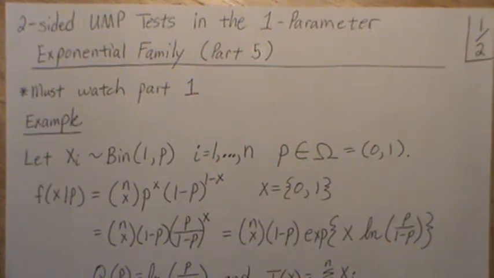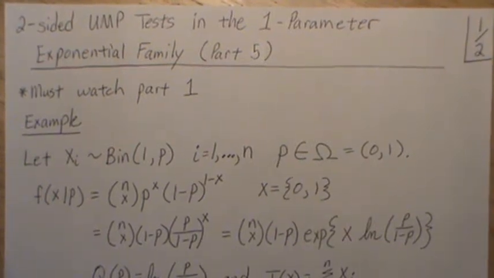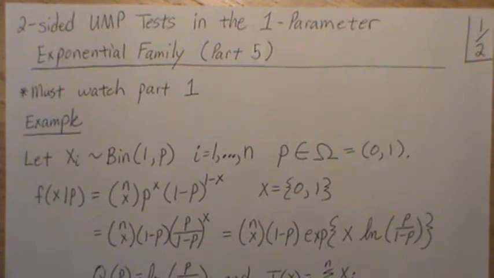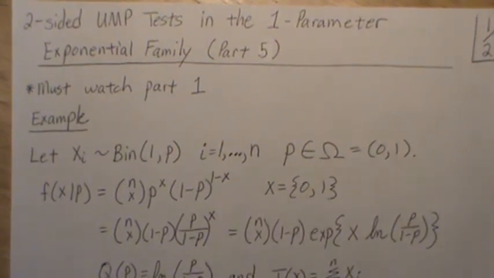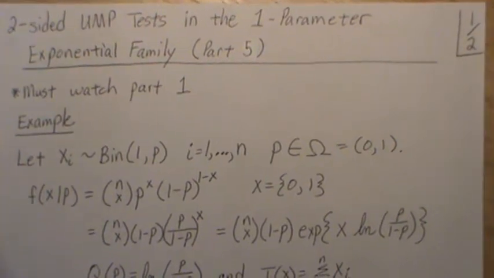Hello, this is the next video in a playlist that I'm calling Hypothesis Testing, and we're doing a little mini-series within that playlist. This is part 5 of a little series on two-sided, uniformly most powerful tests in the one-parameter exponential family. I'm going to pass you off to part 1, where we talk about the theorem that creates these uniformly most powerful tests.